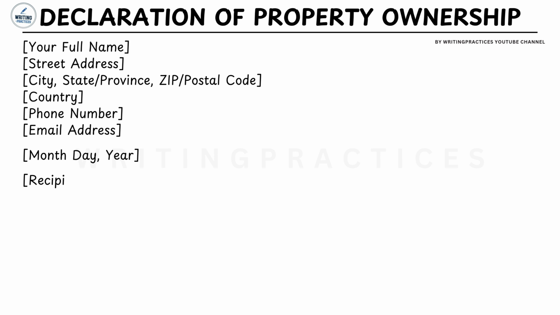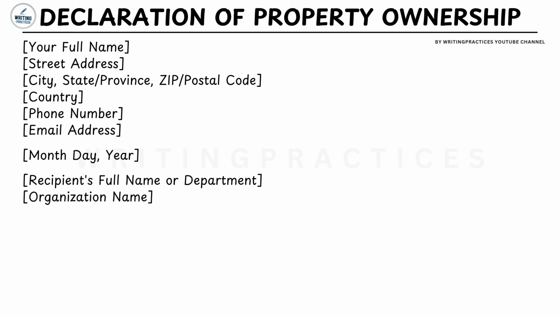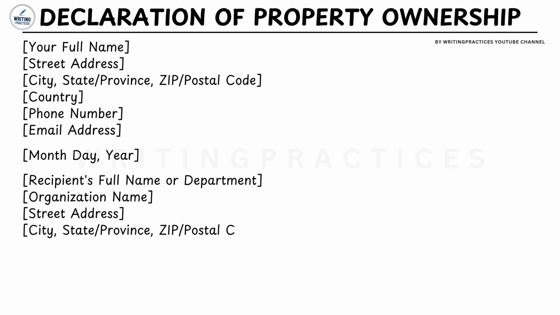Recipient information. Next, write the recipient's information. For example, Property Verification Department, First National Bank, 780 Financial Center Drive, Atlanta, Georgia, 30303, United States. This directs your declaration to the appropriate department responsible for reviewing your documents. Addressing the correct office helps ensure your letter is processed without unnecessary delays.